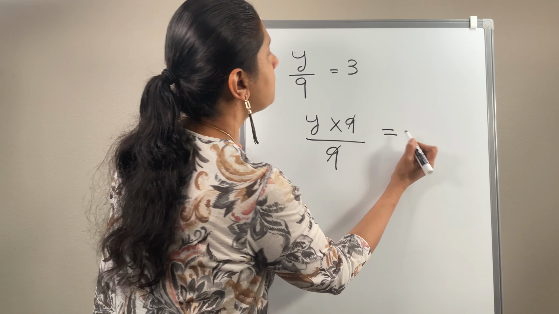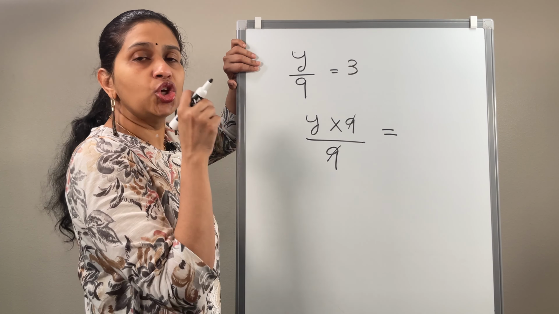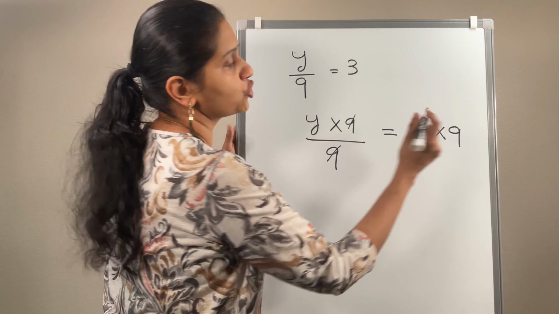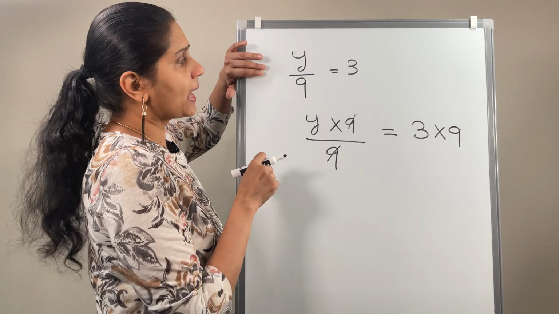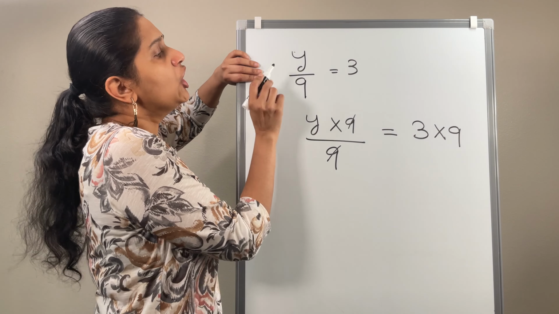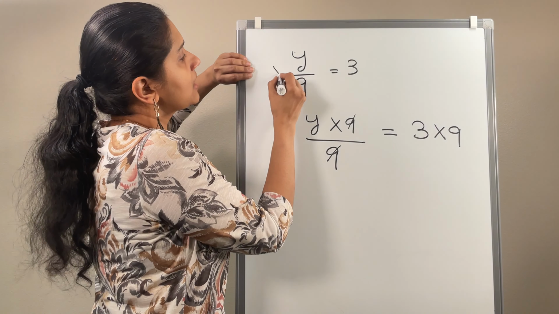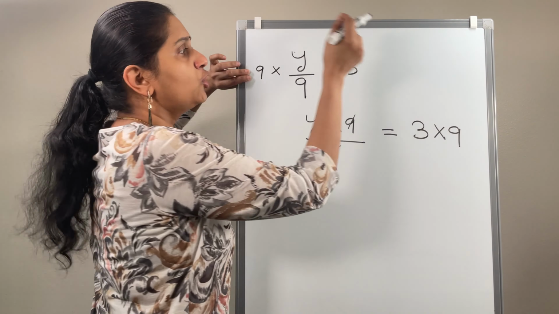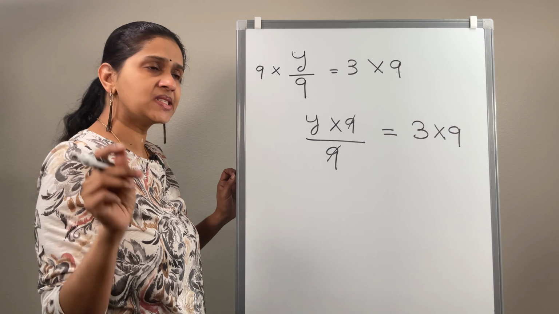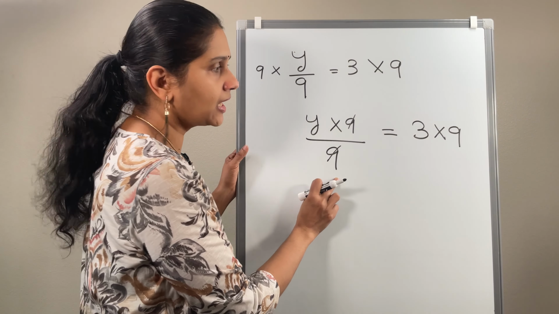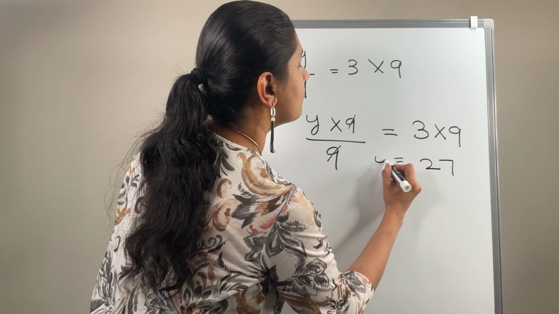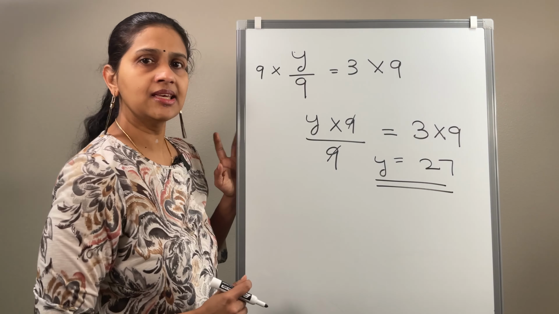When you multiply one side by a number, you have to multiply the other side also using the same number in order to balance the equation. So, balancing is very important. For the first step, in order to isolate the variable y, you are multiplying the left side times 9. So, you have to do the same to the right side also. I am multiplying both sides times 9. Now, the 9 will get cancelled out and 3 times 9 is going to be equal to 27. So, the value of y will be 27.